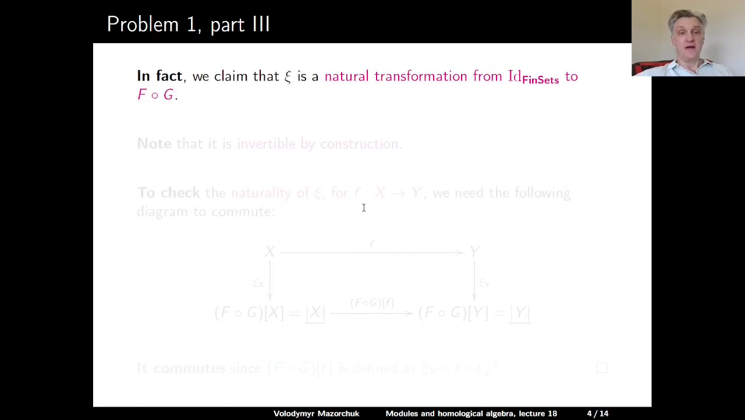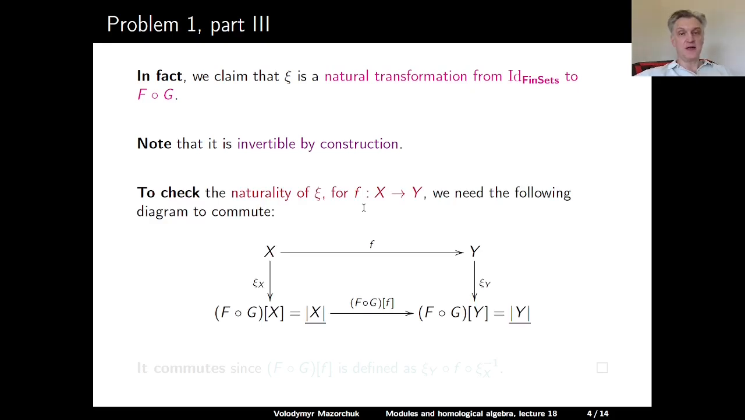And in fact, we already have such a natural transformation. So our assignment xi is an assignment which assigns to each finite set a certain bijection with the set of the form cardinality of the original set underlined. So this xi is a natural transformation from the identity functor on the category of all finite sets to the composition of F after G. Note that since our xi sub X is bijective for any X, this natural transformation is obviously invertible.